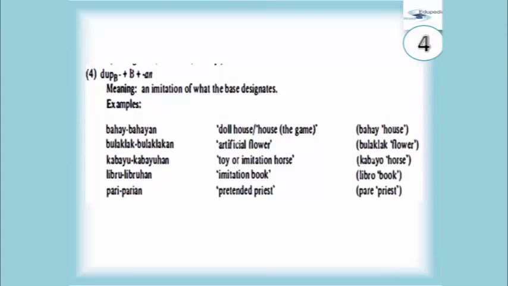Mag-alala, worry. The next formation, we have the tuk plus B plus an, meaning an imitation of what the base designates. Bahayan, dollhouse or house in the game. Bahay, house. Bulaklakan, artificial flower. Bulaklak, flower. Kabayuhan, toy or imitation horse. Kabayo, horse. Libruhan, imitation book. Libro, book.